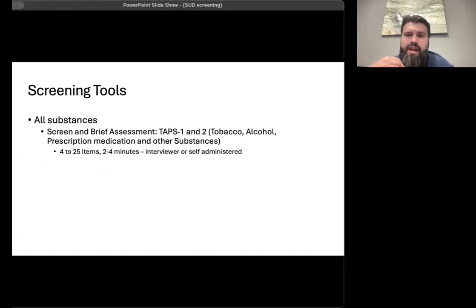Then you can do something that actually hits both alcohol and substances together. One of those tools is the TAPS 1 and 2, which stands for the Tobacco, Alcohol, Prescription Medication, and Other Substances instrument. Depending again on someone's use pattern, it can take anywhere from 4 to 24 minutes, and it can be interviewer or self-administered. We're going to go through each of these a little bit, but just to give you a broad strokes overview of what that is.